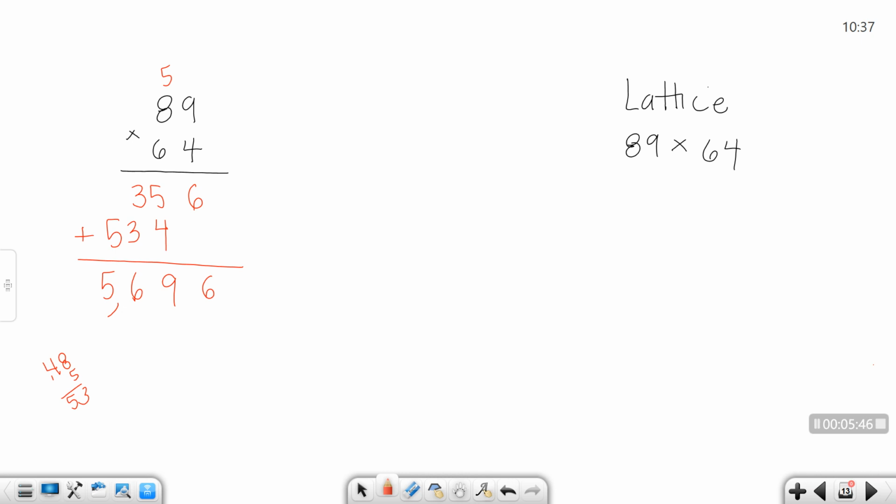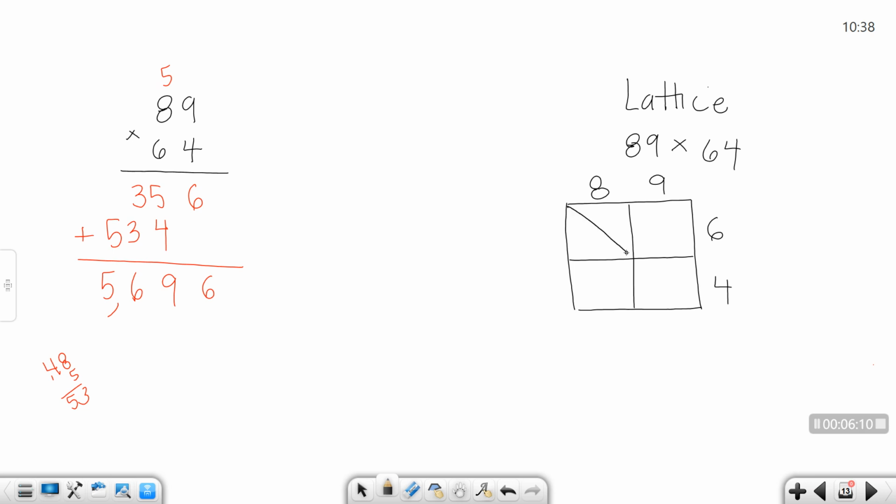Now there's a new way out there called the lattice method. Okay? And here's how I'm going to set it up. I have an 89 and I have a 64. So those are both 2 digits. So I'm going to go across 2 digits and down 2 digits. So that's going to make 4 squares.